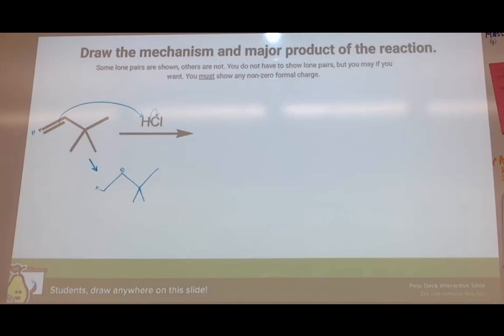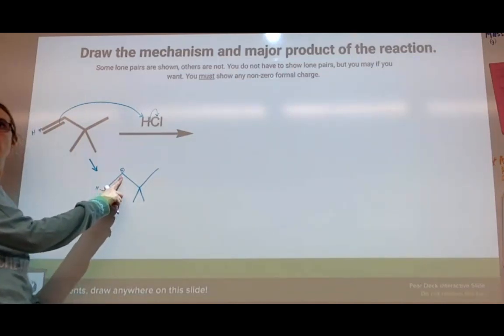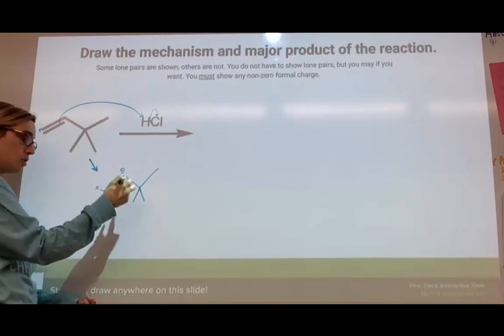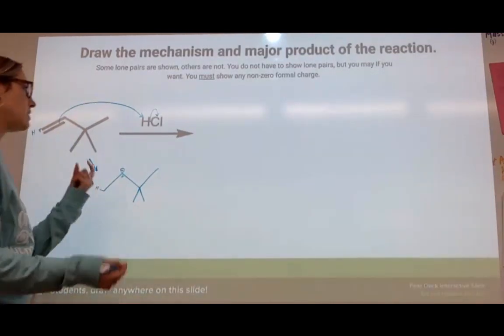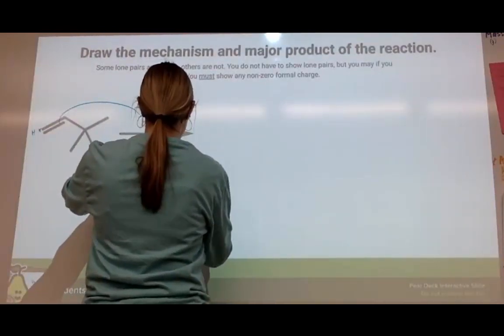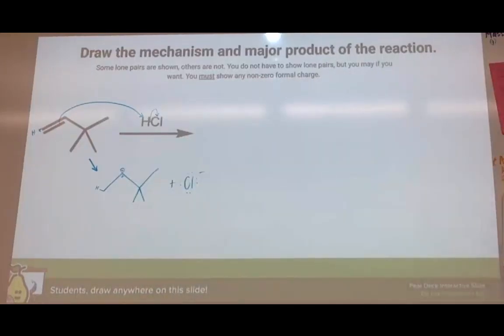How many carbons are connected to this carbocation carbon? How many carbons are connected to it? Two, right? One, two. So this is a secondary carbocation. Now I need to make sure I show my other product, which is Cl-. Is a secondary carbocation the most stable carbocation that we could have?